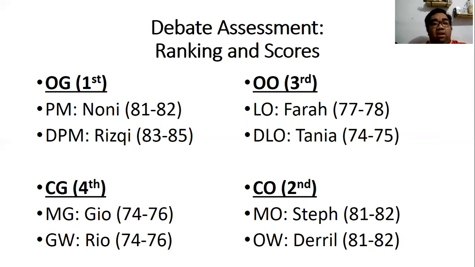So we felt that the contention for the top two places was clearly between opening government and closing opposition, and the contention for the bottom two is between opening opposition and closing government. So we've seen judges with a variation of these results. Some judges gave closing opposition first over opening government, and some judges gave closing government third in comparison to opening opposition.